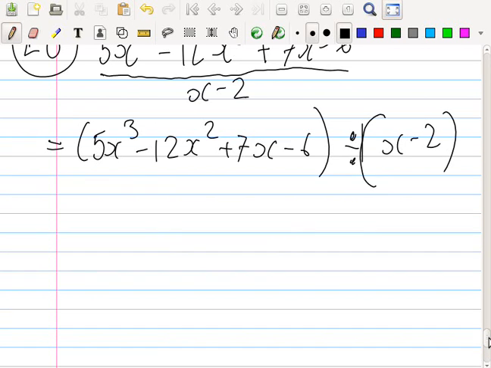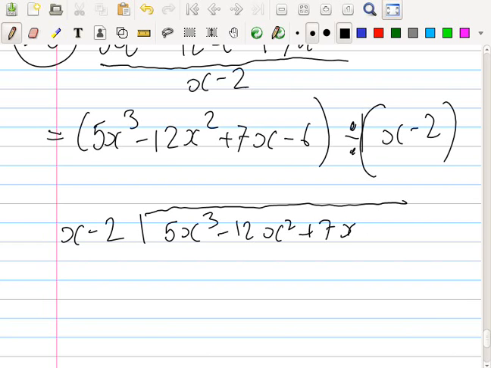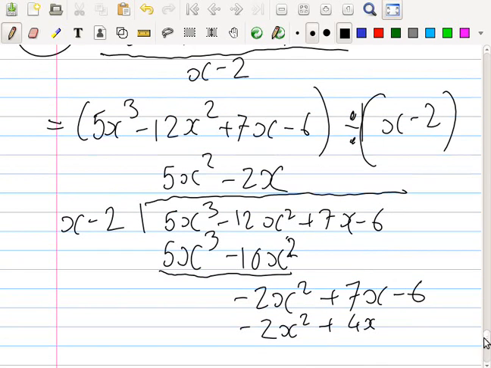So if I do the long division now, I'd have x minus 2 dividing into 5x cubed minus 12x squared plus 7x minus 6. Okay, let's see how quick we can do this. So firstly here would be 5x squared, and here would be 5x cubed minus 10x squared. I subtract, and I get minus 12 minus minus 10, that's minus 2. Carry those down. Next one is minus 2x. So here is minus 2x squared plus 4x. I subtract, and what do I have left?